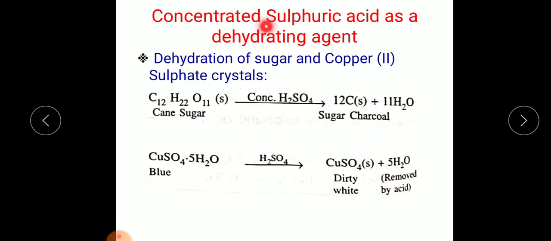Next, concentrated sulfuric acid also acts as a dehydrating agent. It has a dehydrating property, that means it has the ability to remove water molecules from a compound. Dehydration of sugar and copper sulfate crystals. For example, if you take cane sugar, the molecular formula is C12H22O11. When you treat it with sulfuric acid, it will form sugar charcoal and water is eliminated. Similarly, if you have copper sulfate crystals, that is copper sulfate pentahydrate, and react with sulfuric acid, it forms copper sulfate and water. Anhydrous copper sulfate is a dirty white solid.